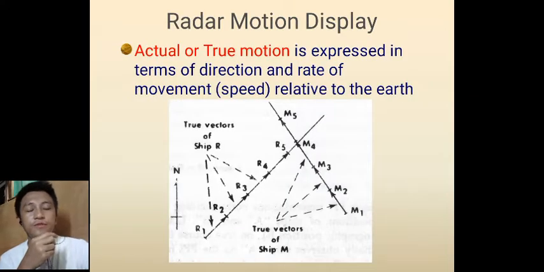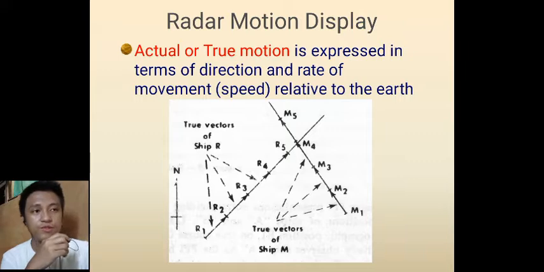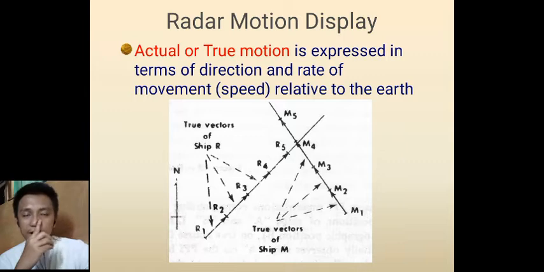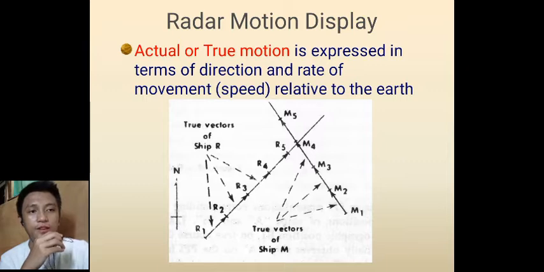Radar motion display, or actual or true motion, is expressed in terms of direction and rate of movement, or speed, relative to the earth. In this slideshow we can see that there are true vectors of the ships.